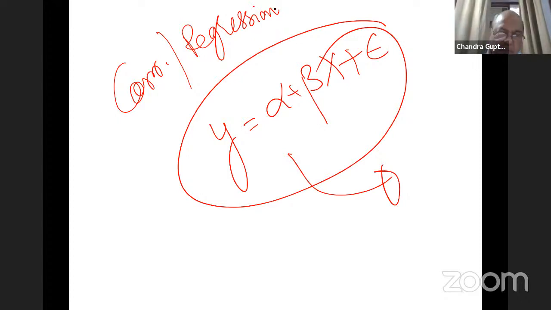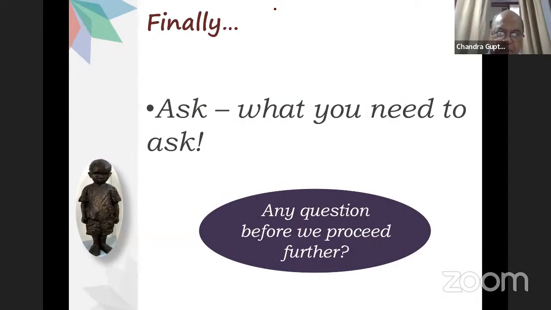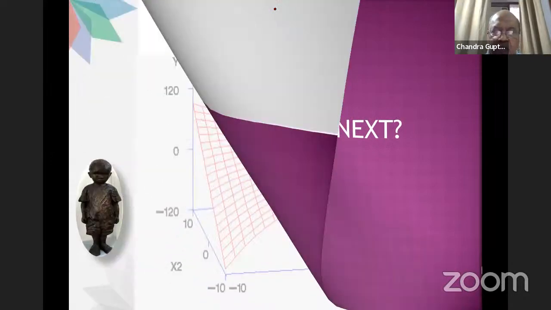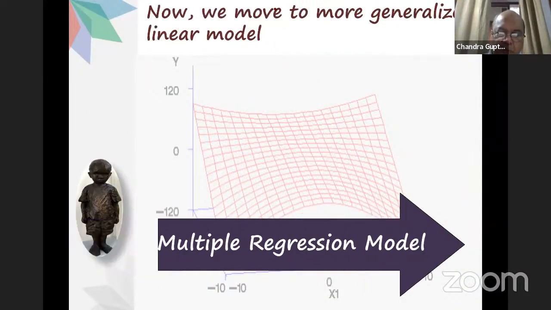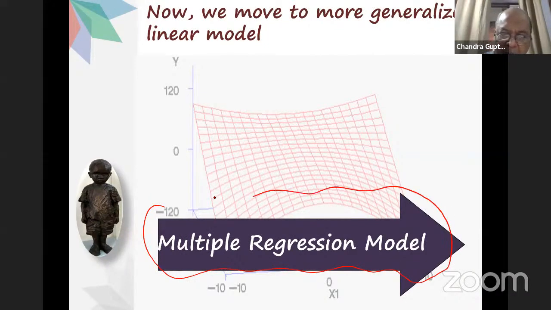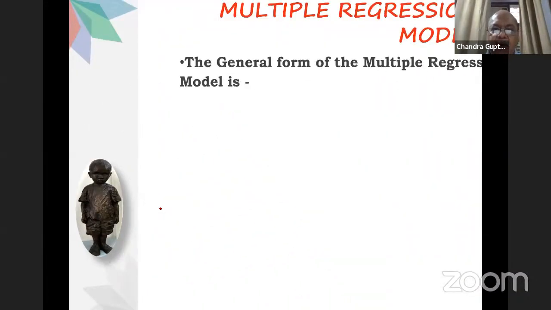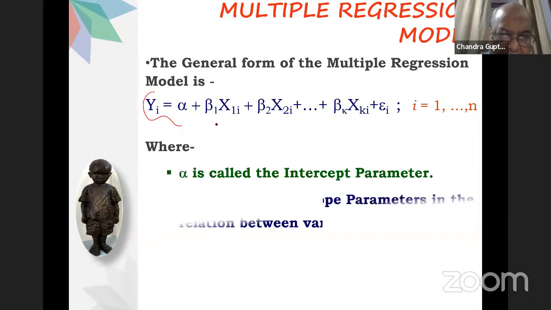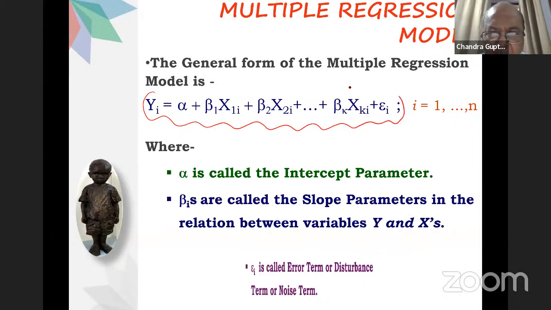Okay, so no questions, then we can proceed further. Let's see what next we are going to talk about. Next thing which we are going to talk about is the multiple regression model. Instead of one independent variable, now we are going to have a number of independent variables. And if we have that number of independent variables, then this will be your generic regression model.